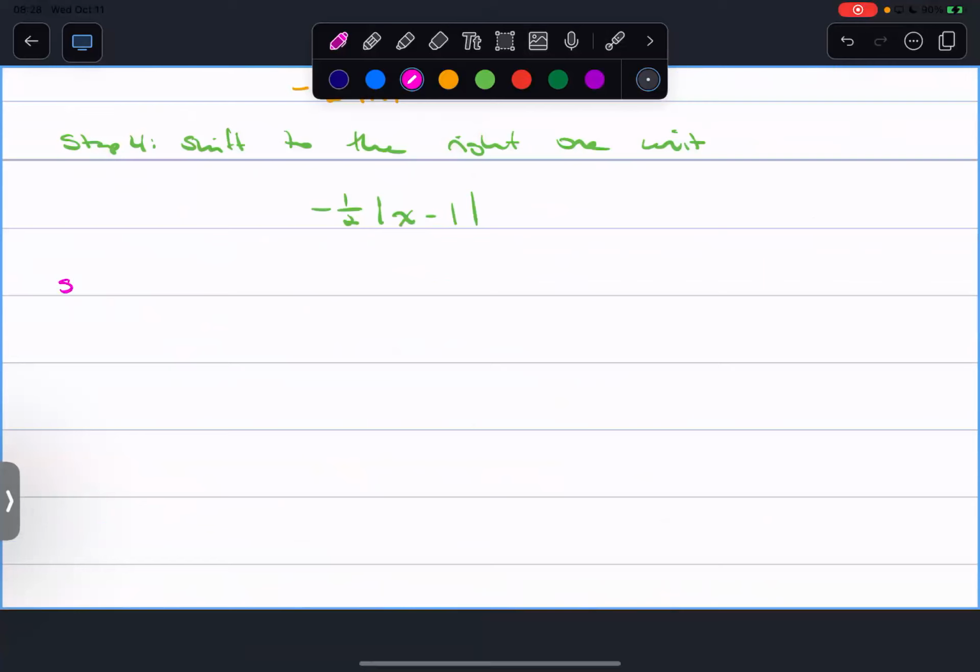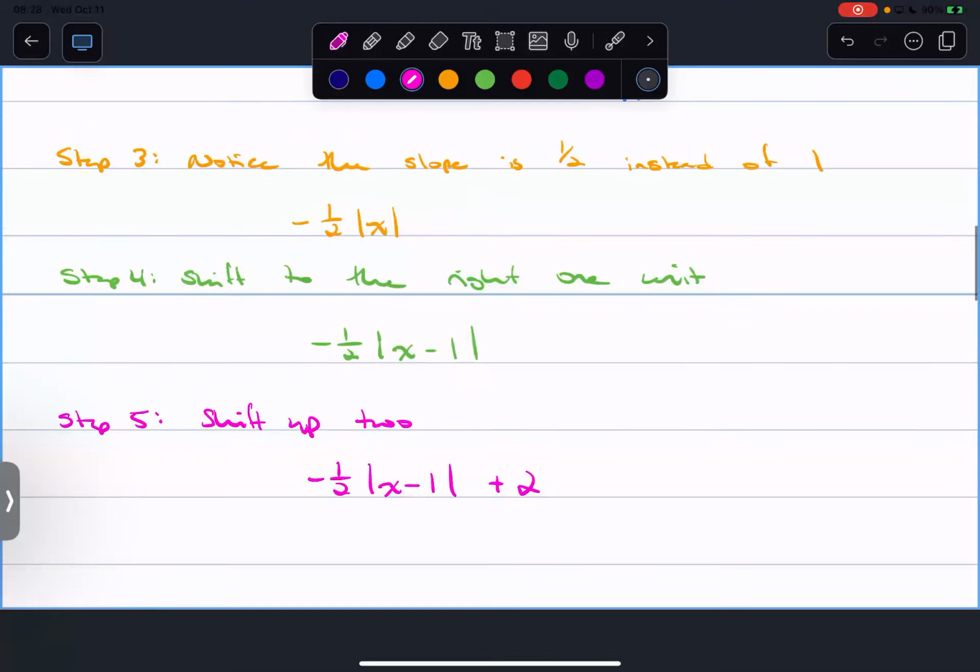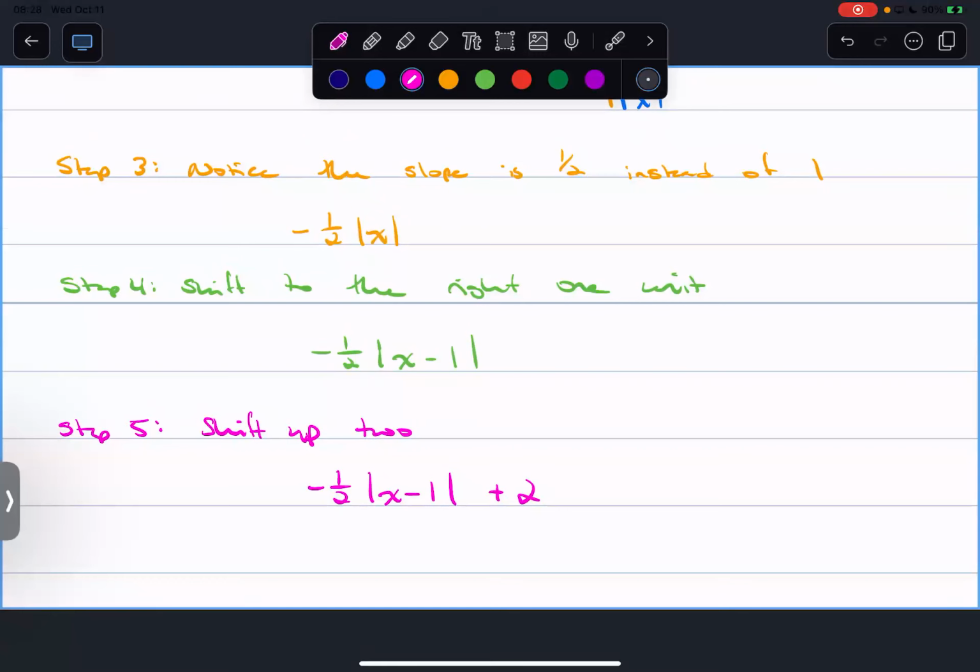And so here's step 5. Shift up 2. And hopefully I got this. Negative 1/2 times the absolute value of x minus 1 plus 2. That one behaves as it should. Or at least to me.